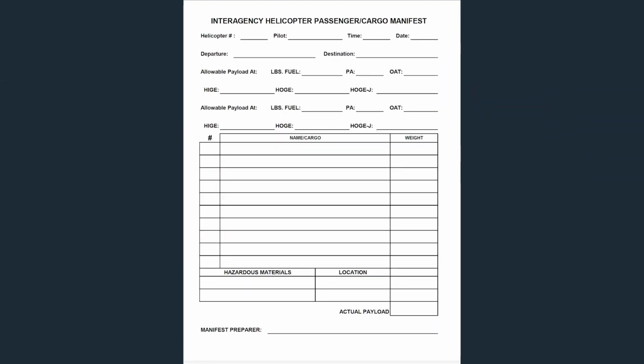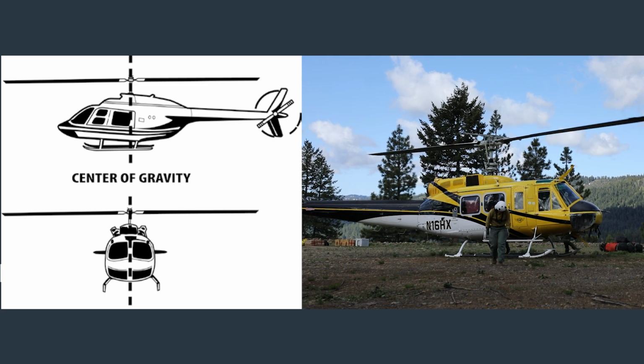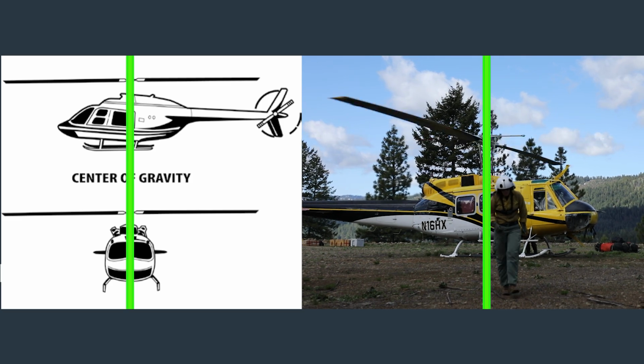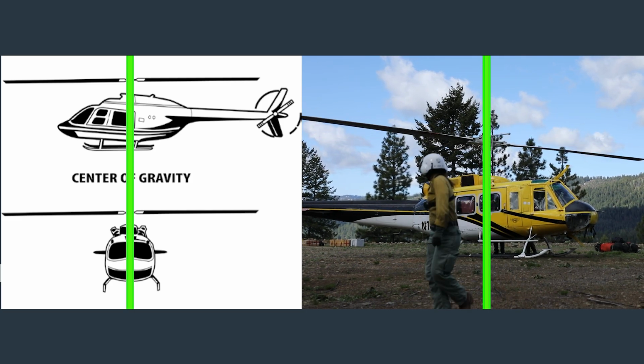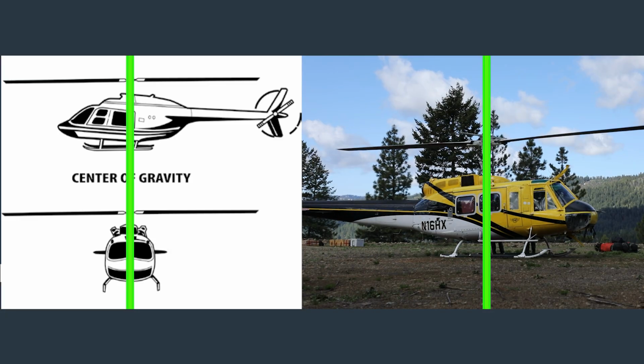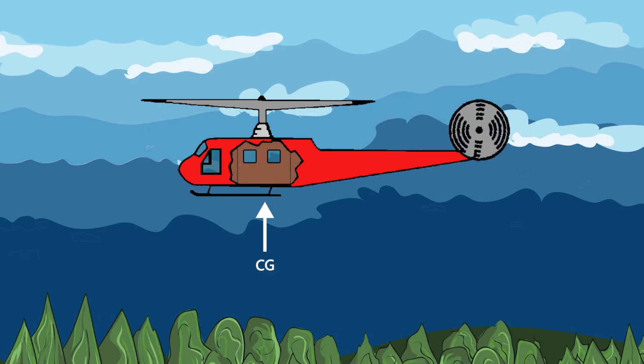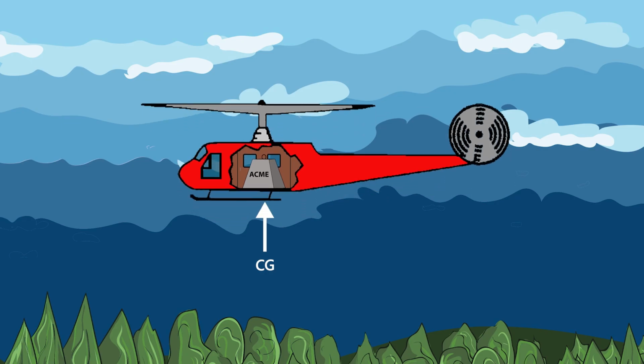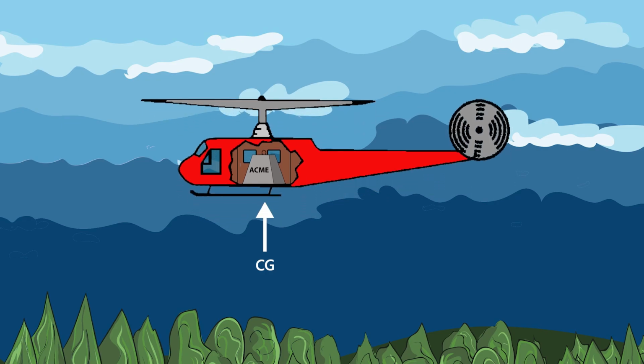Once the allowed payload has been determined, it must be balanced. If you draw an imaginary line through the helicopter at the middle of the rotor system, this is what is known as the center of gravity, or CG. To maintain the safest flying characteristics, the pilot must balance the load on the helicopter.